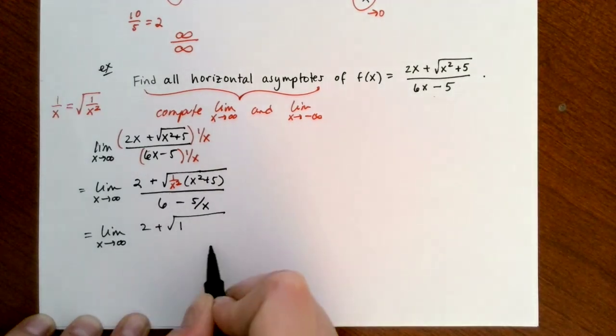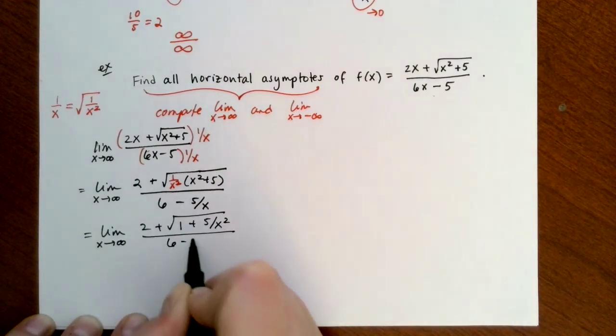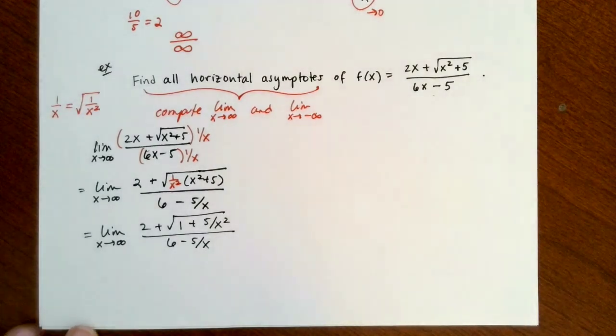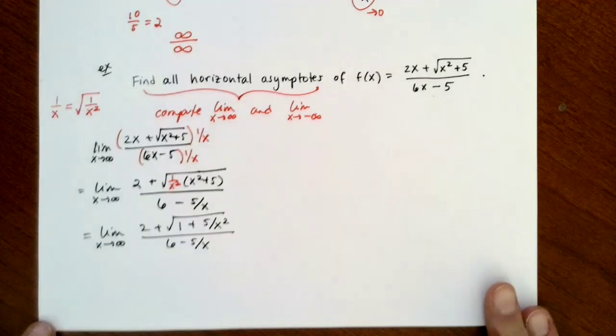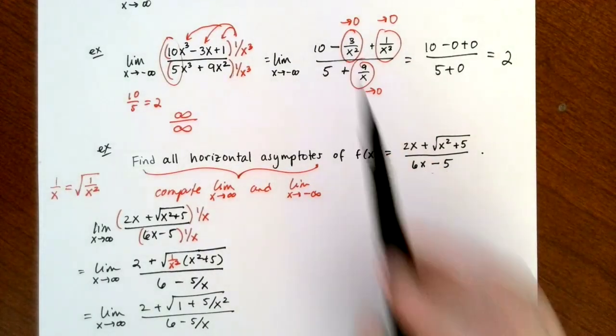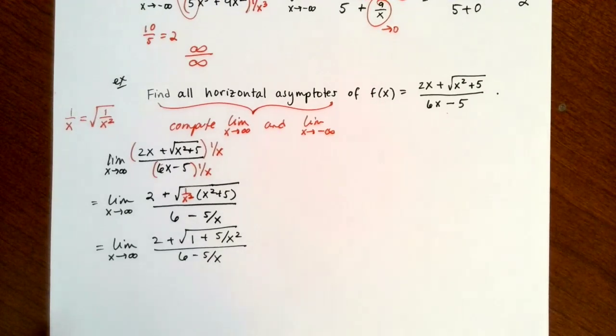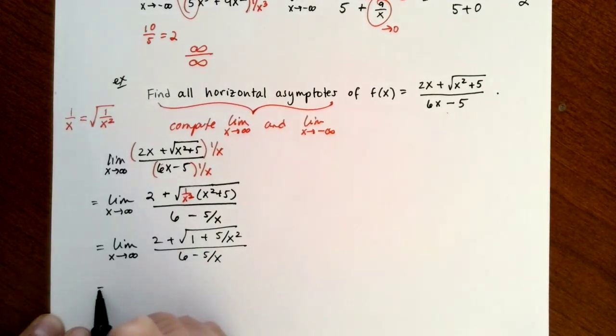X squared over x squared is 1, and then plus 5 over x squared. This looks a little bit messier, but it has the same magic that this example did up here. Anything that's a constant over a power of x is going to go to 0. So that would be this part and this part. So I can put zeros in those spots and just compute a number from the rest.